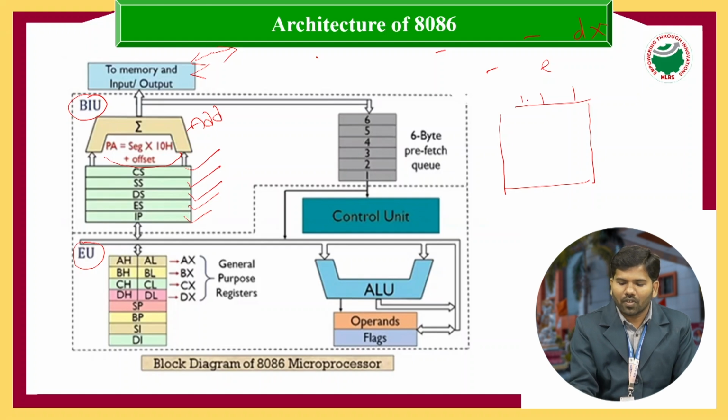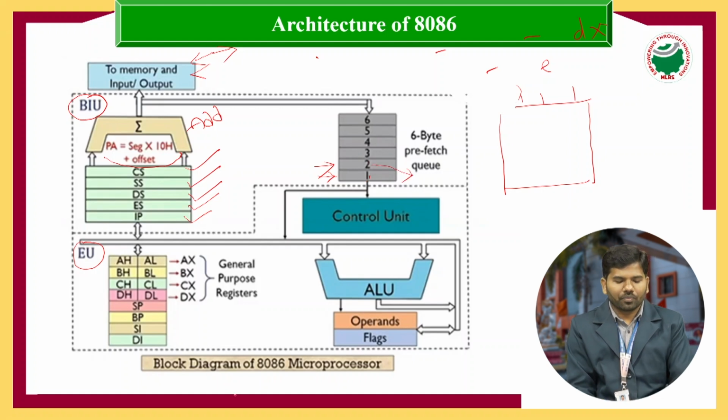If the instruction is fetched from the memory, it will be placed in the instruction queue, based on the locations first, second, third, fourth, fifth, sixth, like that. Suppose the first instruction will be stored in location 1, the second instruction will be stored in location 2, right? After executing the first instruction in the instruction queue, the second instruction will be executed, right?